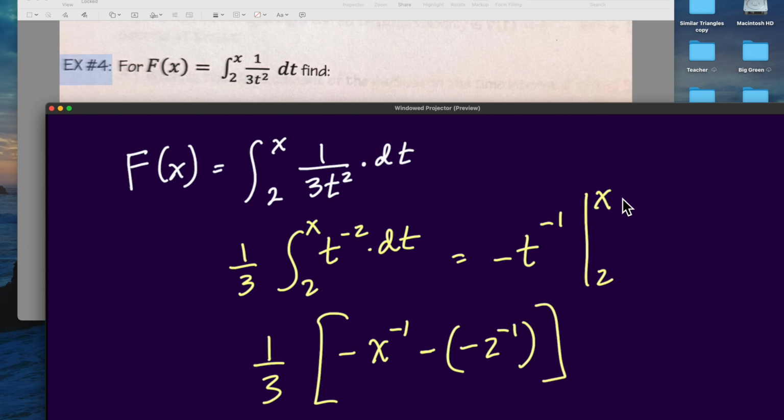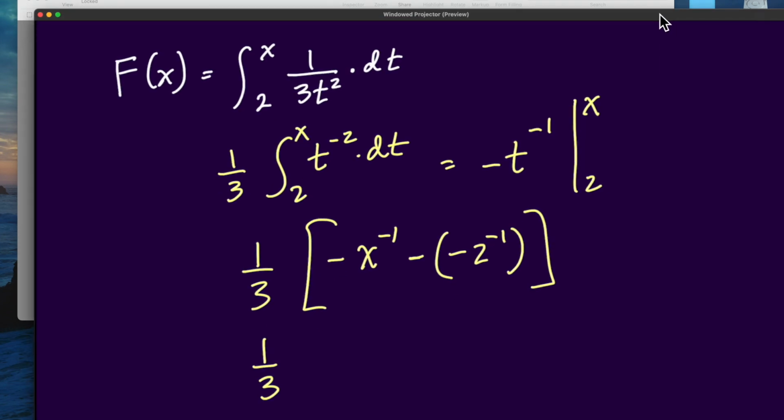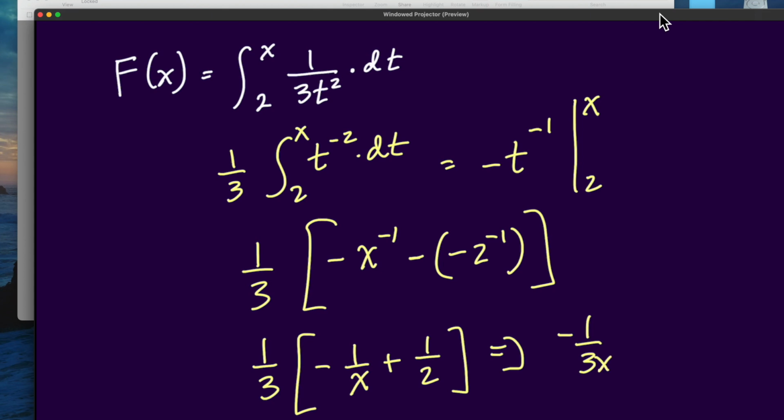All right, when we evaluate this, we're going to have 1/3 out front, and this is going to be times minus 1 over x plus 1 over 2. And when we distribute that 1/3, we're going to have -1 over 3x plus 1 over 6 as our final answer.